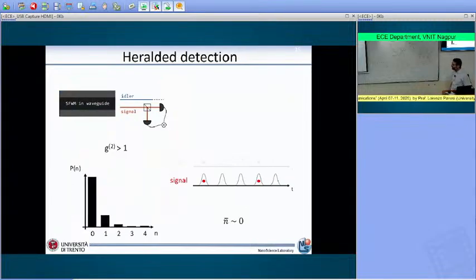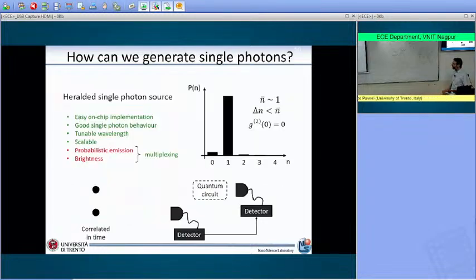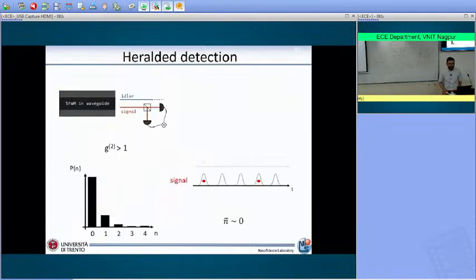Let us see another experiment that I can do. So I want the statistics of my source to follow this characteristic. No longer a Poissonian statistics, but I want the probability to have a single photon in the state that I measure to be very large. So the probability to have a vacuum state should be negligible. And let me see how I can get this by using the heralding properties.